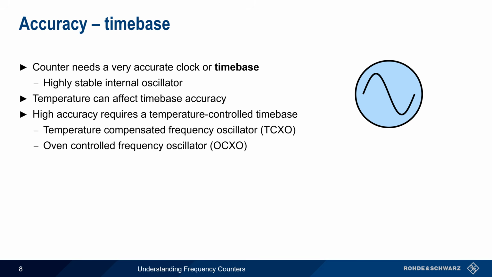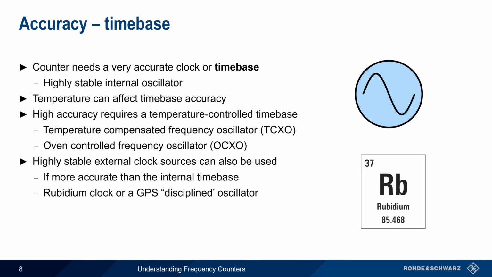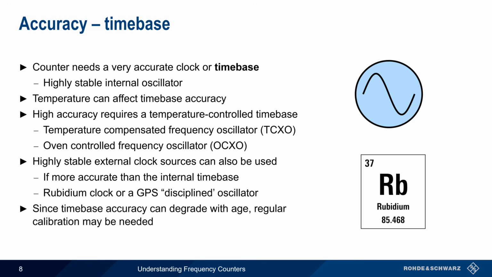Time-based accuracy can be further enhanced by using an external clock source, although clearly this assumes that the external source is more accurate than the internal time base. Atomic or rubidium-based clocks and GPS-disciplined oscillators are two very common sources of high-accuracy clock signals. Note, too, that time-based accuracy may degrade with age, so periodic calibration of internal time bases may be required.